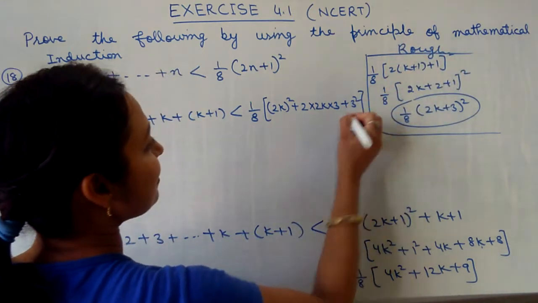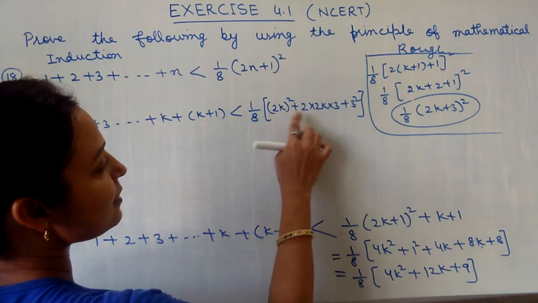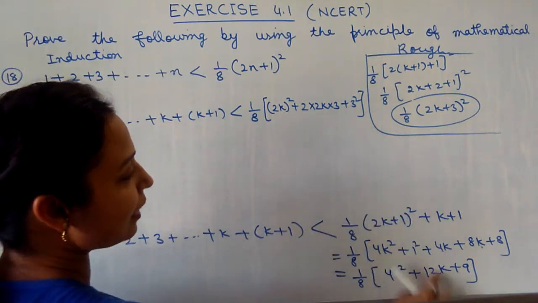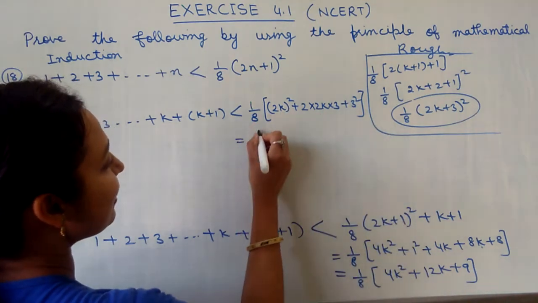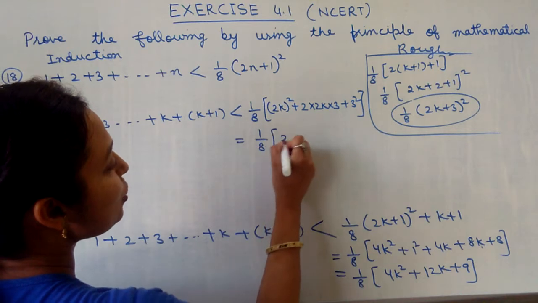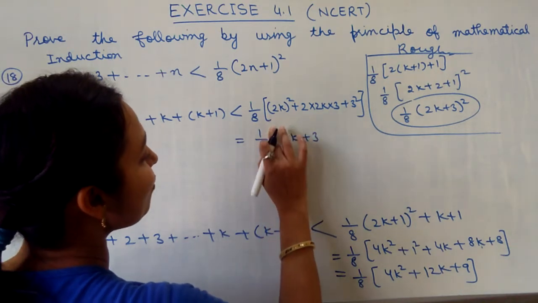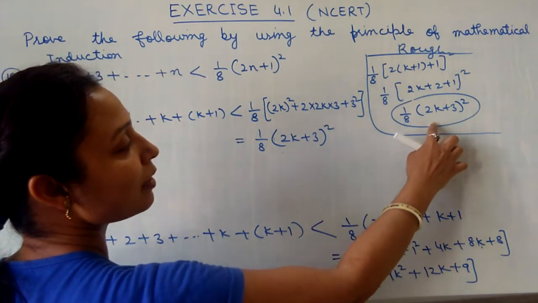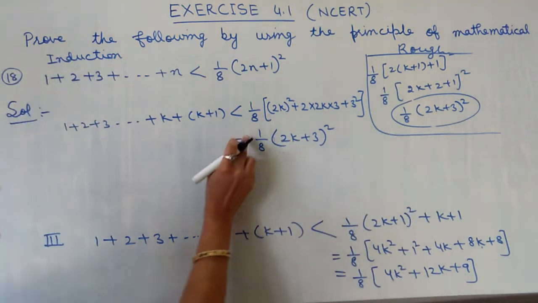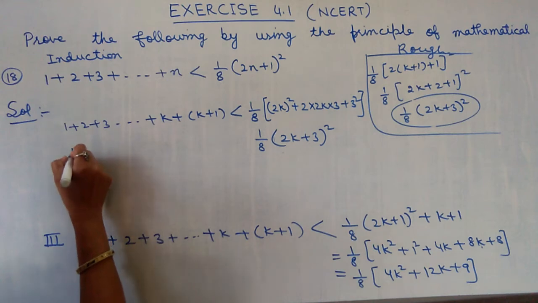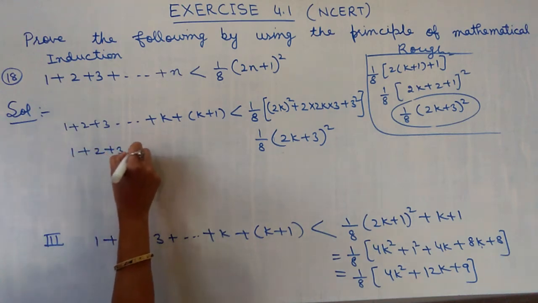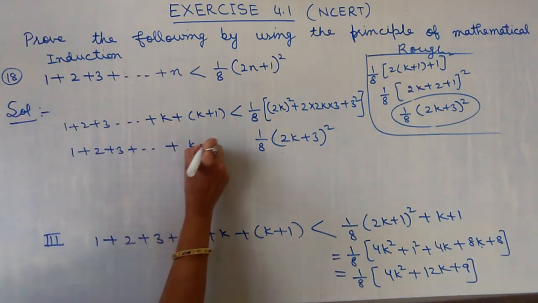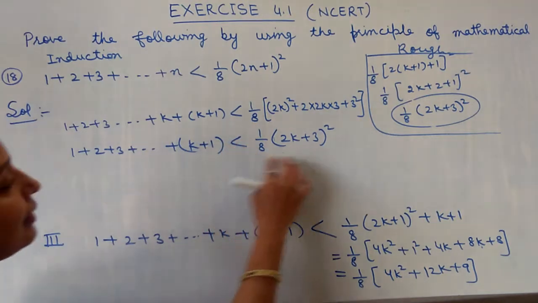Okay, so this is 3 square, 2k whole square plus 2 times 4, 4 3s are 12k, plus 3 square. So I will write it as 1 upon (2k plus 3) whole square. So this matches with the given rough work. This is the result. This means that the result 1 plus 2 plus 3 plus so on up to k plus 1 is less than this value.